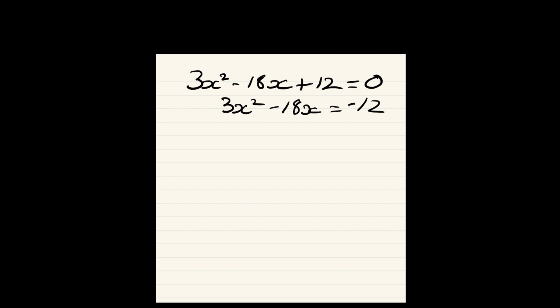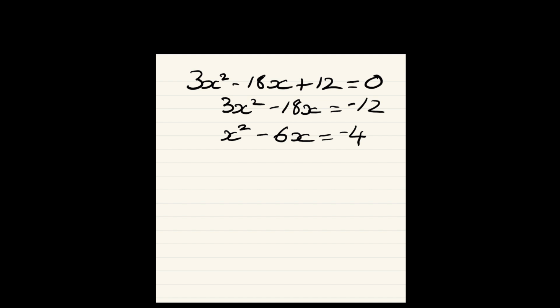Okay, so I've now got minus 12 over on the right-hand side. I now want to get rid of the coefficient of x squared, so I'm going to divide the whole of this expression by 3. So I'm going to have x squared minus 6x is equal to negative 12 divided by 3, which is negative 4. So everything has been divided by 3. And now I'm going to work out how to complete the square.